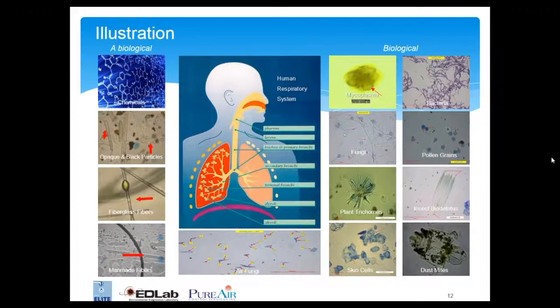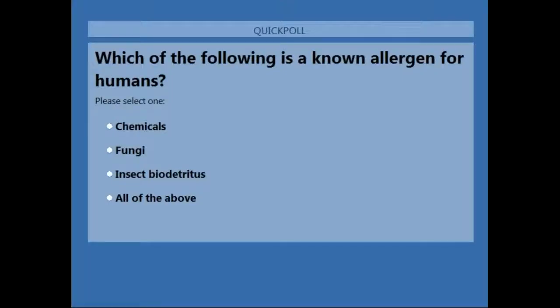Okay. Now we'll go ahead to question 4. Which of the following is a known allergen for humans? Please select one. Is it chemicals, fungi, insect biodetritus, or all of the above? Give everyone about another 10 seconds. And we'll go ahead and close the poll now.